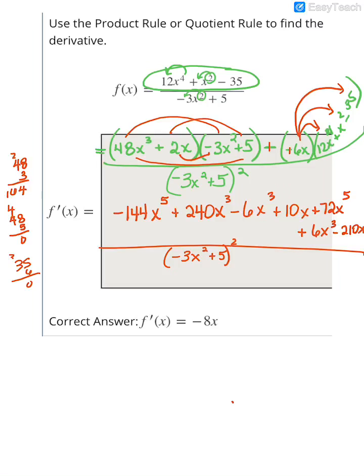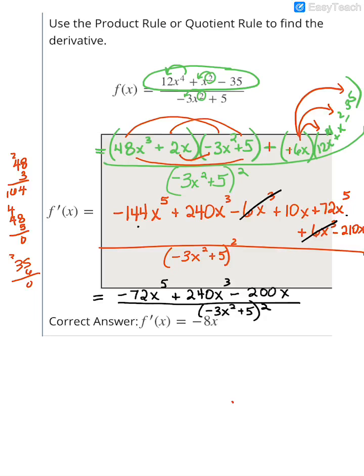Okay, so as we look at combining our like terms together, the first thing that jumps out at me is this negative 6x cubed and positive 6x cubed. Those actually cancel each other out. And then I've got a negative 144x to the 5th and a positive 72x to the 5th. So that actually leaves me with a negative 72x to the 5th. Plus, I don't have any other x cubed terms, so that would be a 240x cubed. And then I have a positive 10x minus 210x, so I'm going to be left with negative 200 times x. And then once again, that whole thing is divided by negative 3x squared plus 5, that whole thing squared.